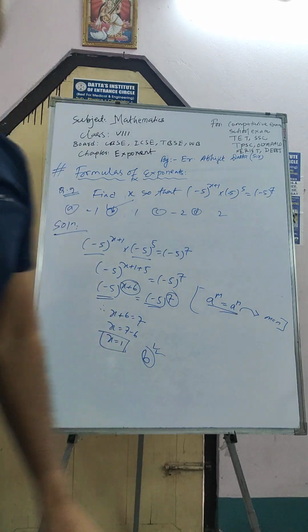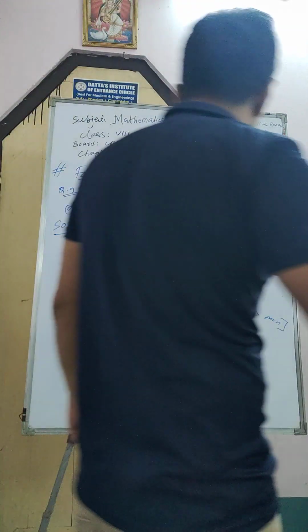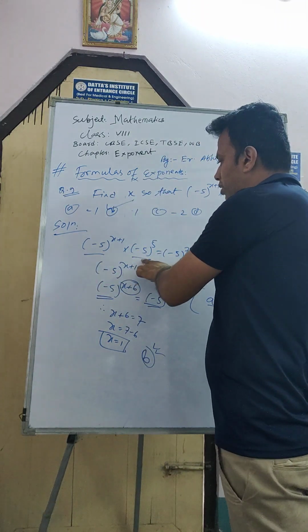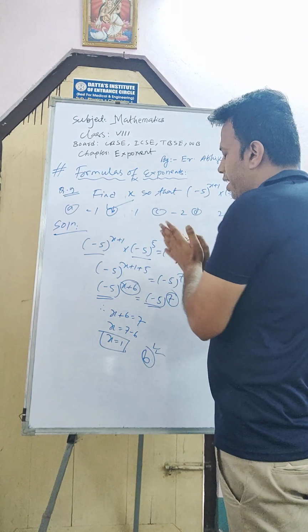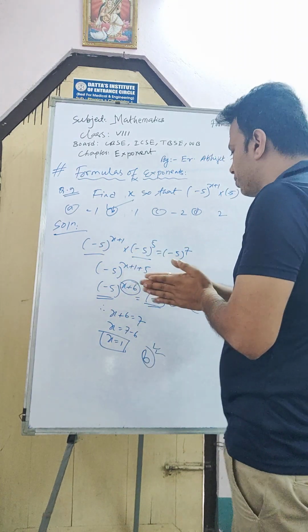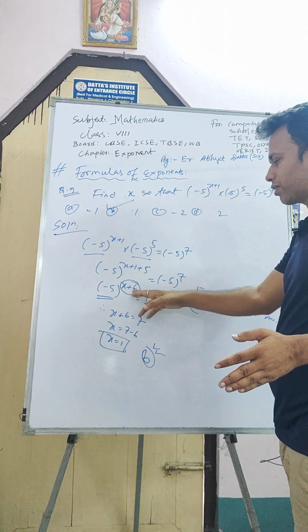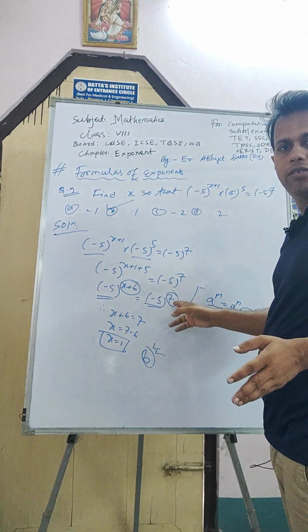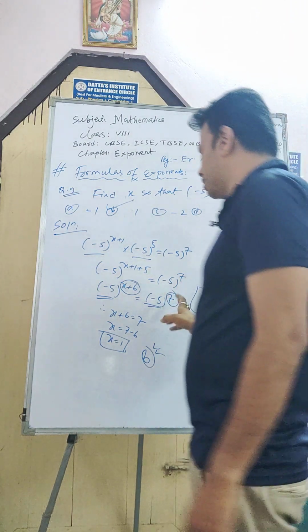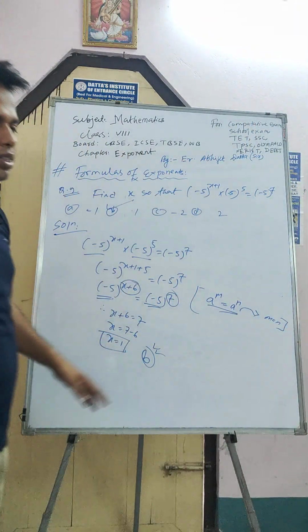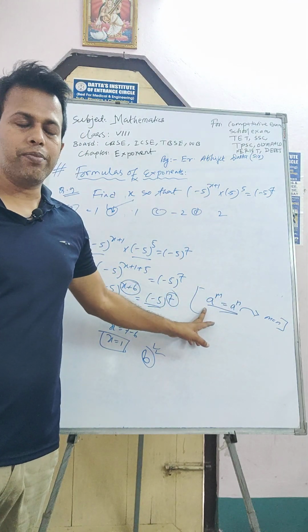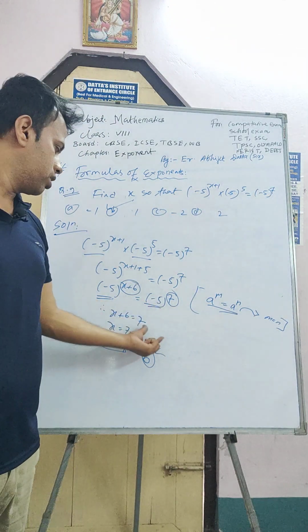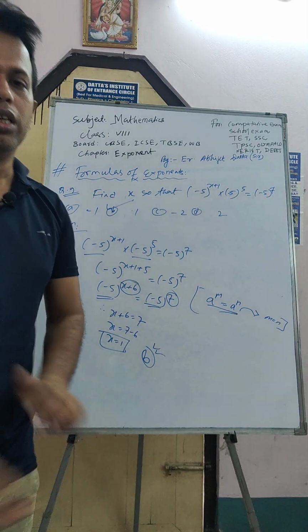So got my point? What I am doing here, I just take this part, and since this one is minus 5 and this one is minus 5, the base is minus 5, so I add up the powers, that is x plus 1 plus 5, that is x plus 6. If the bases are the same, then the powers will be equal. And I write the corresponding exponential formula: if a to the power m equals a to the power n, then we can say m equals n. So m is here x plus 6 and n is 7, so x equal to 1 is the correct answer. So got my point?